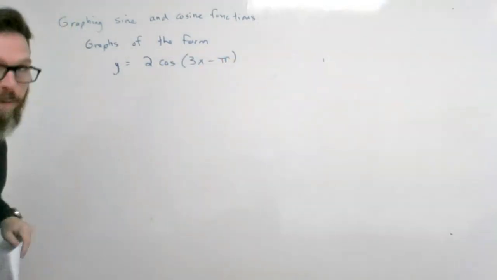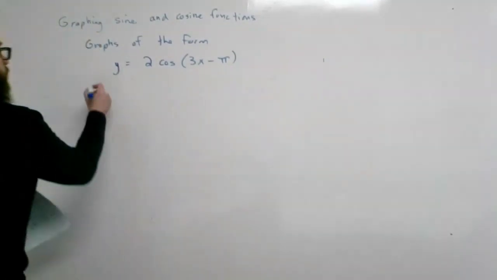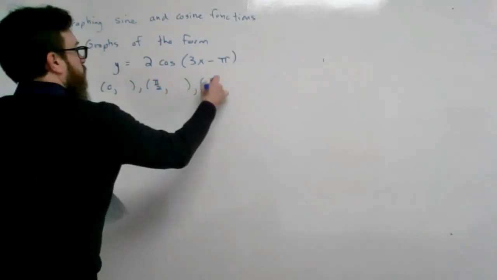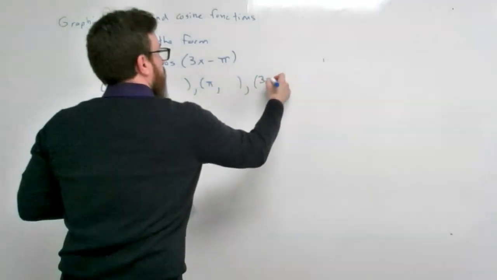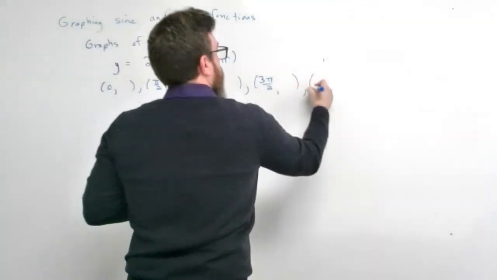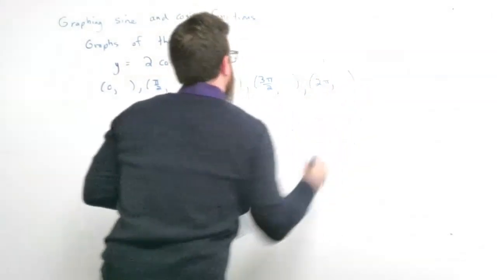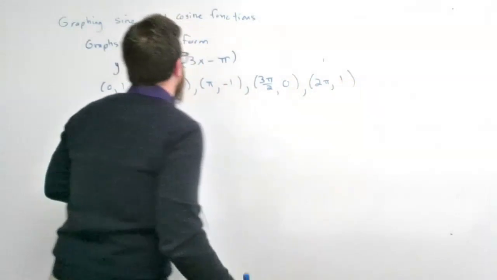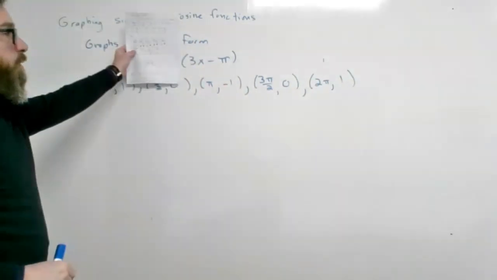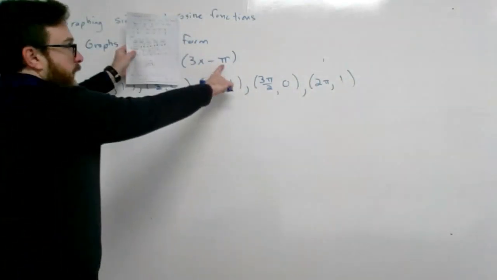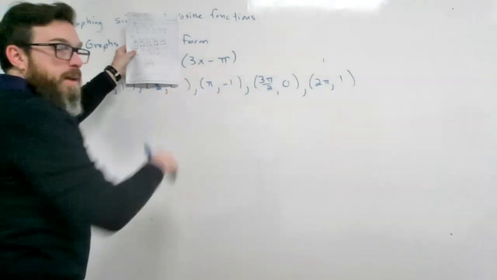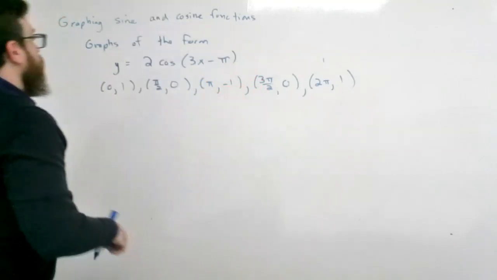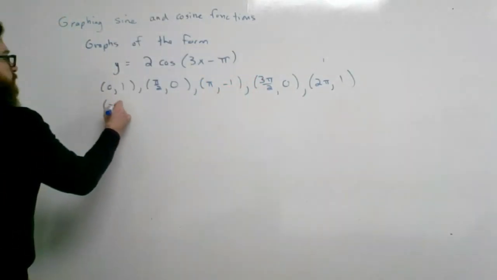So back to our parent function again. We know that cosine, again, angles every pi over 2. And the cosine is the x coordinate, so 1, 0, -1, 0, 1. Now, in order to solve for x, what you'd have to do is add pi and then divide by 3. And that's what's going to make it shift in that right direction. So adding pi first is going to be pi.